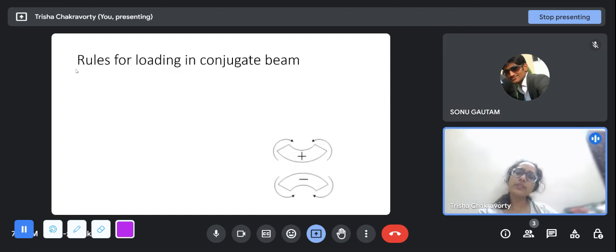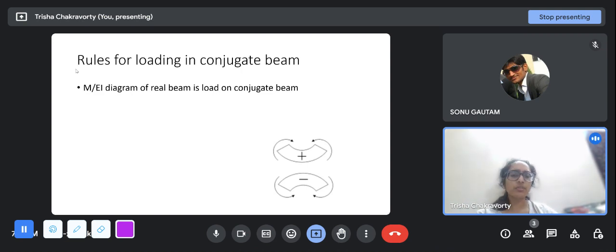These are the rules for loading in the conjugate beam. The M by EI diagram of the real beam is the load on the conjugate beam. M is the bending moment. So you know how to draw a bending moment diagram in a real beam. You will get some shape. It can be constant, it can be linear, it can be second degree, third degree, any kind of curve. You divide those values by EI.